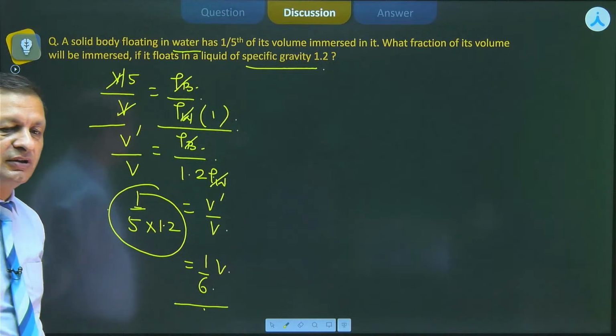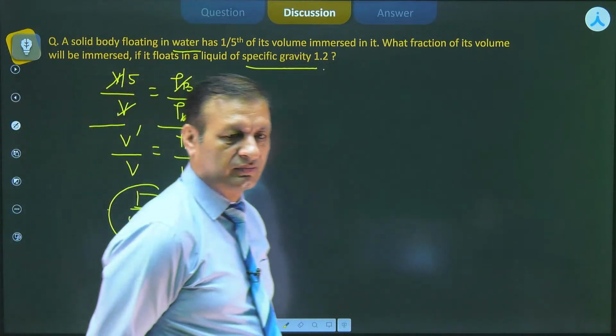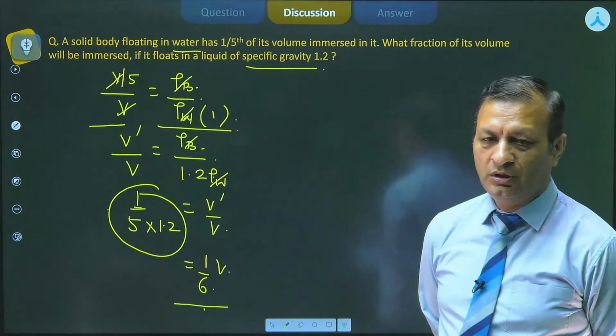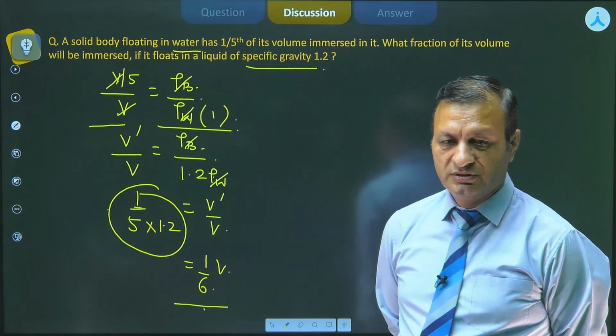Any doubt from this part? Tyasha, Divyaraj, Rahul, Aditya, Savita.